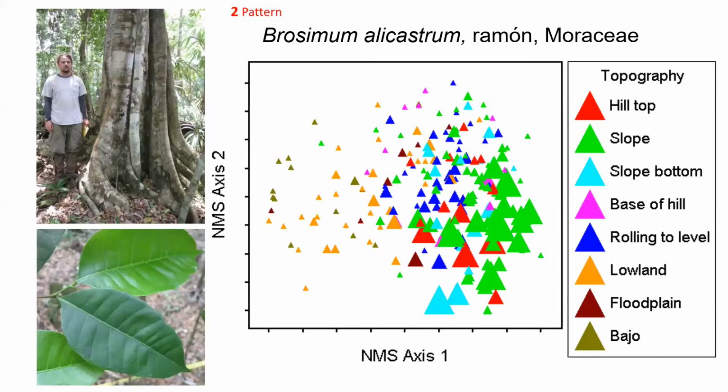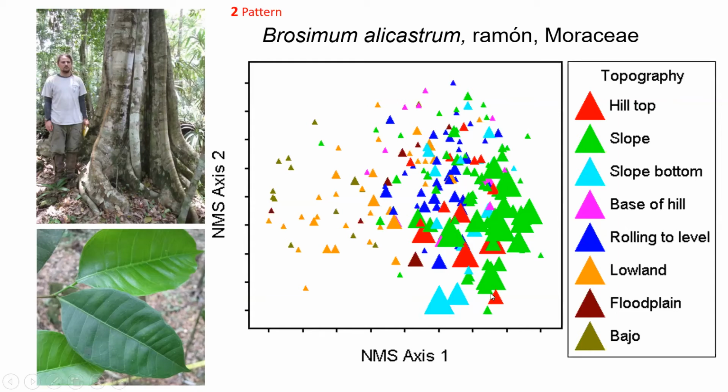We can also do this with individual species. This is a diagram showing the very same plots, again, distributed in ordination space according to their overall similarity in species composition. But this time, the colors are the same, hilltop, slope, and rolling to level. But in this case, the size of the symbol, these pyramids, indicates the number of individuals of Brosimum alicastrum, Ramon, in those plots.